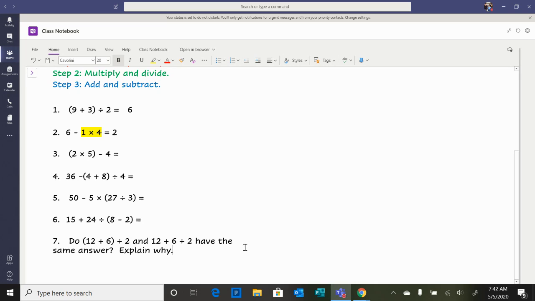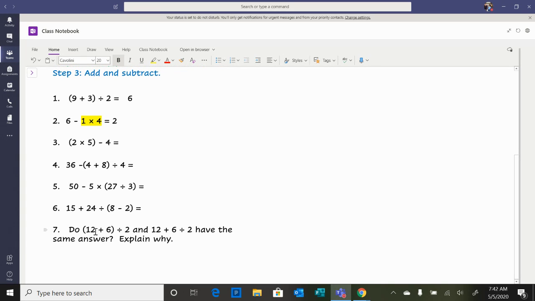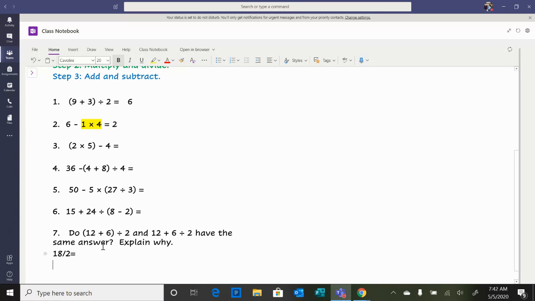Yes, the problems have the same numbers, but the thing that makes it different is the parentheses. Watch what happens. Let's look at the parentheses here. 12 plus 6 is 18. Then I have 18 divided by 2. Okay? Now let's go over to this one. 12 plus 6. Now, if I don't follow order of operations and I go 12 plus 6, I do get 18 and I get 18 divided by 2.